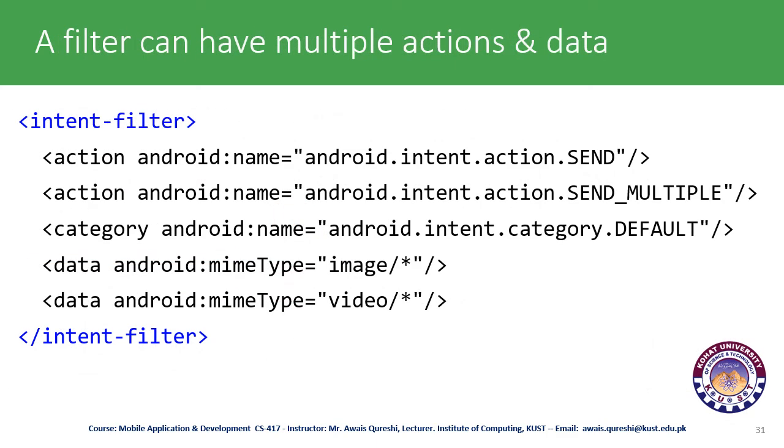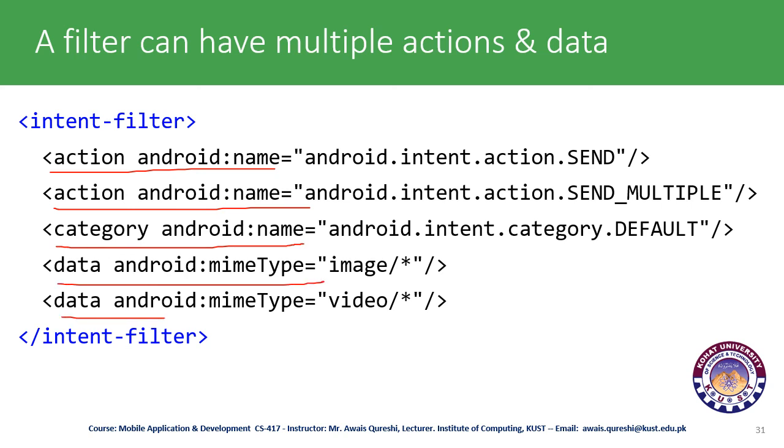And a filter can have multiple actions and data as well. You can see that this part is the same, this part is the same, and this one is also the same, only the next argument is different. Here this is SEND, this is SEND_MULTIPLE. This is for a single file, and this is for multiple files. This is the default category, this is for the image, and this is for the video. So try to learn these rules by yourself and see what other options are available.